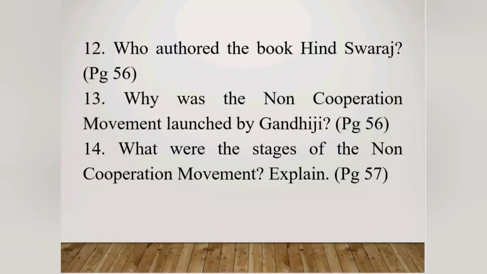Next question. What were the stages of the non-cooperation movement? As we have discussed before, it was to unfold in stages, beginning with the renunciation of titles, boycott of schools, colleges and assemblies, boycott of foreign goods, and finally, in case the British government goes for repression, a final civil disobedience movement. This is mentioned on page 57. Please go through it in detail.